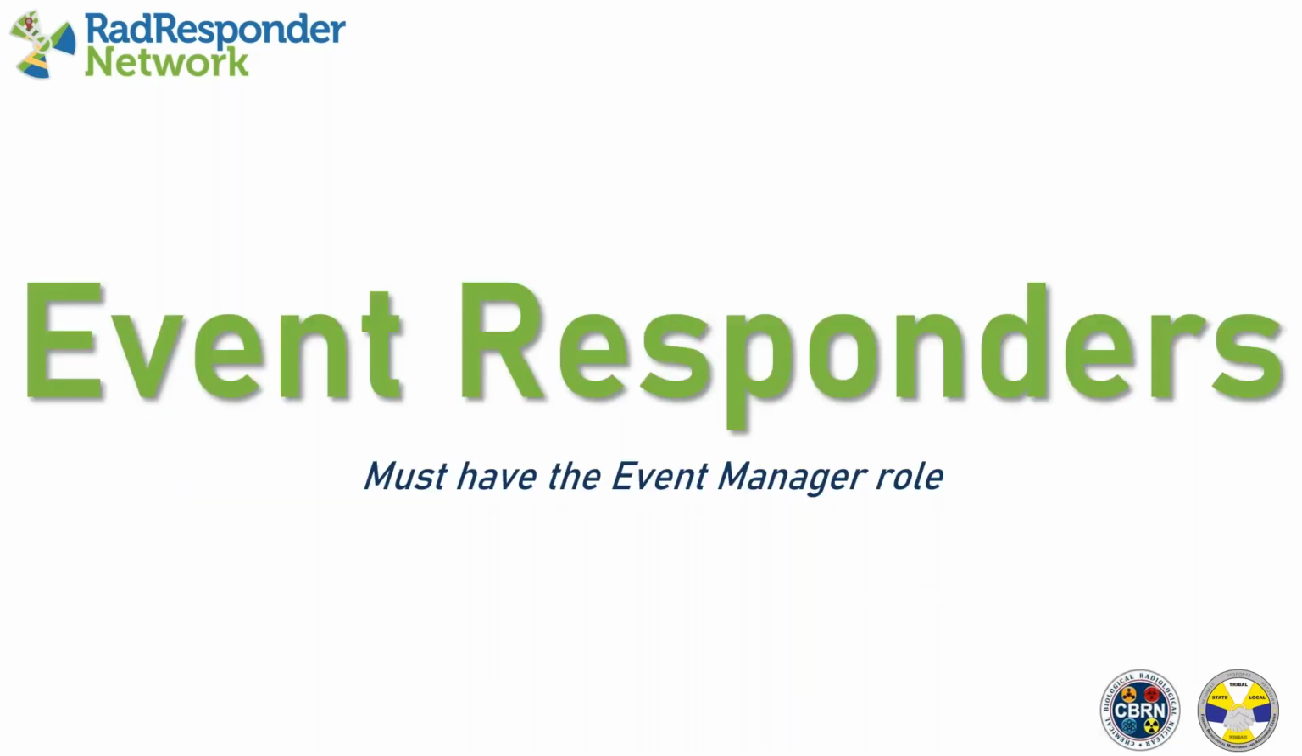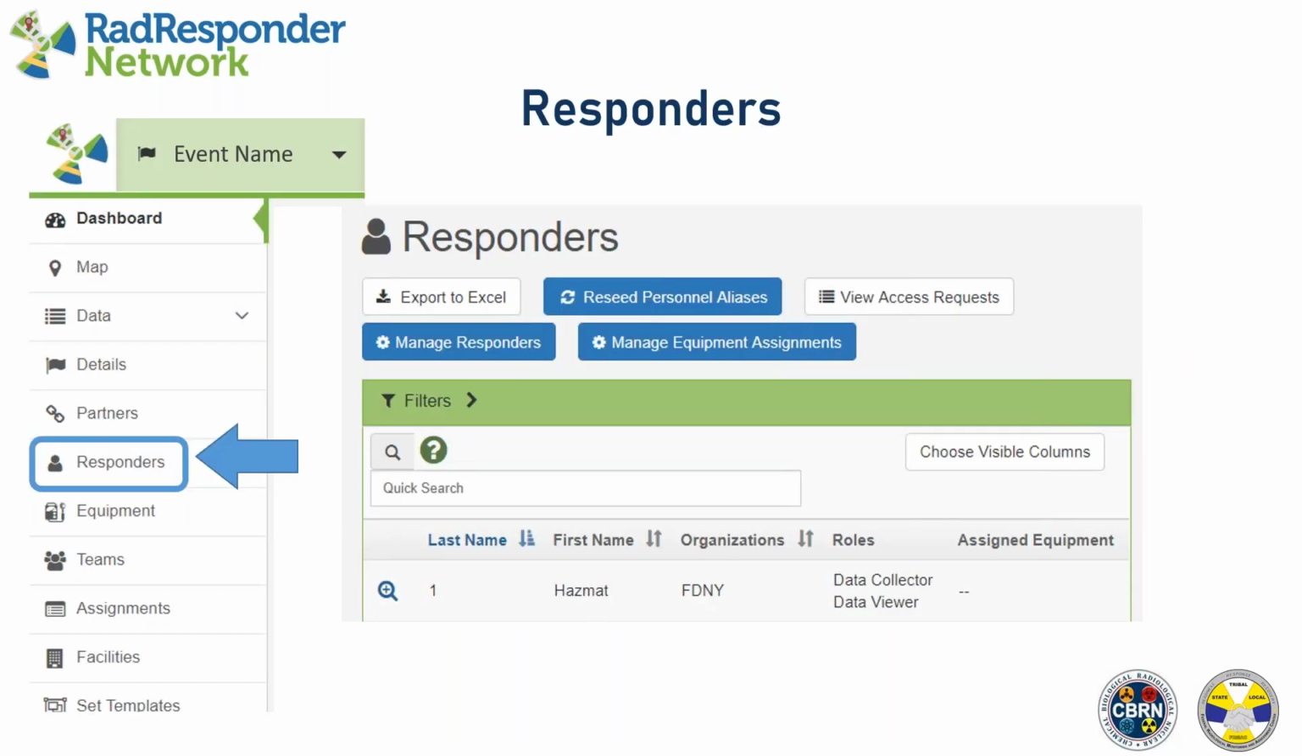Next is your event responders. So again, for this, you need to have the event manager role. And from that event space that we were just in, we were in the partners page, we're now going to navigate to the responders page. So I click on that responders tab, and I'm brought to a list of all of the responders on my event. This is where you can manage everyone who's on that event, including adding people, adjusting roles.